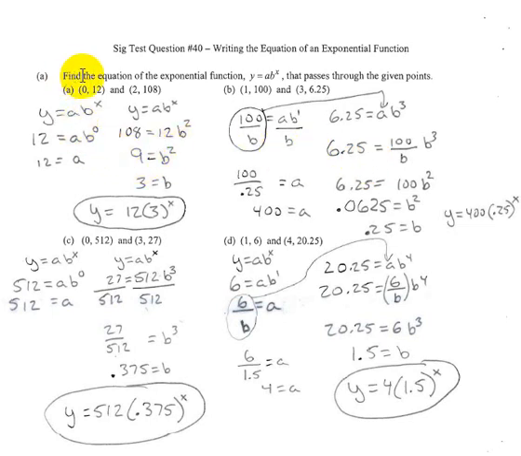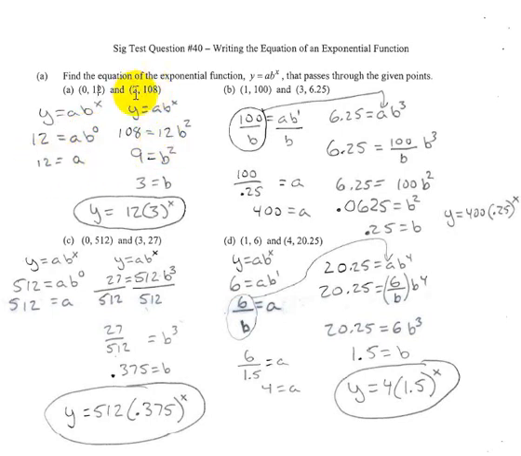We're finding the equation of the exponential function, and here's your general form: y equals ab raised to the x. So here's an x, here's a y, and then I'm going to plug them in. That's how I put the 12 here and the 0 in for the x. B to the 0 is 1. 1 times a is a. So I know a is 12.